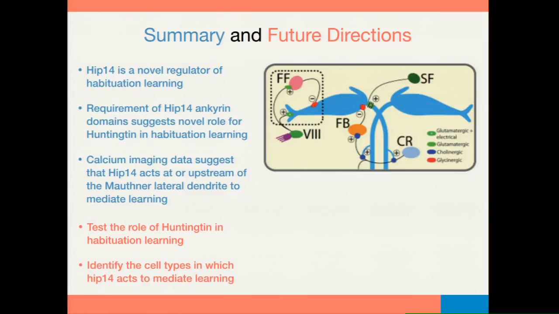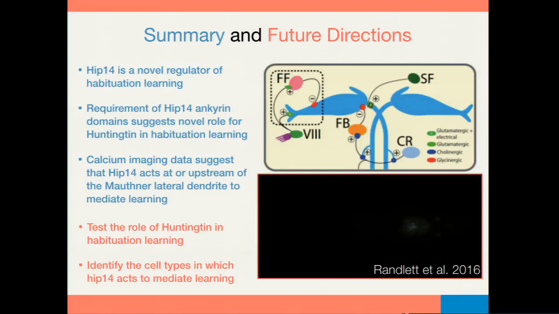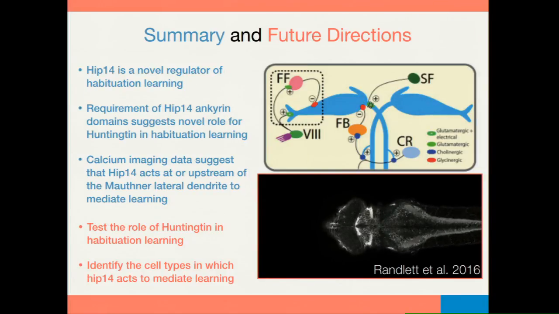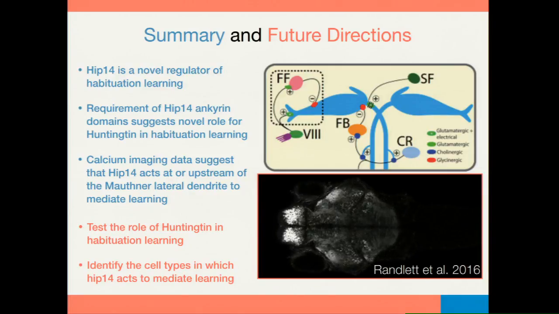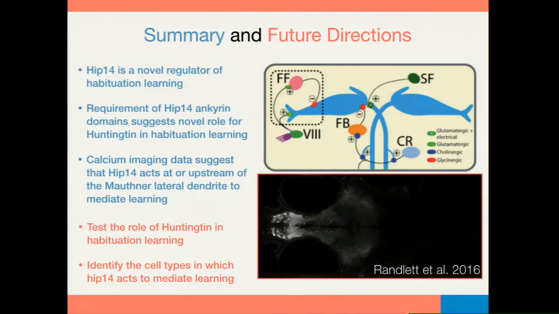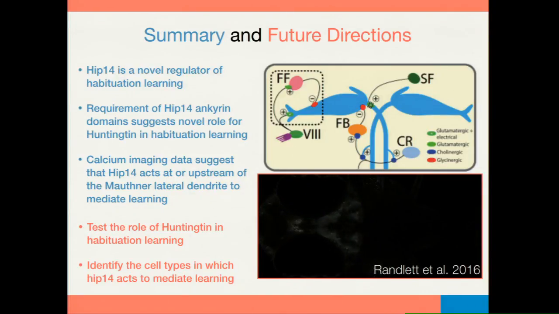And in order to do that, I have a couple of really good candidates, since this is a fairly well-described circuit, but I plan to take an unbiased approach, looking at immediate early genes to try and identify cells that are differentially active in my mutants versus my wild-type fish during habituation learning.